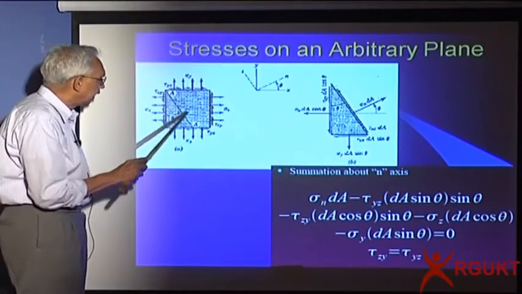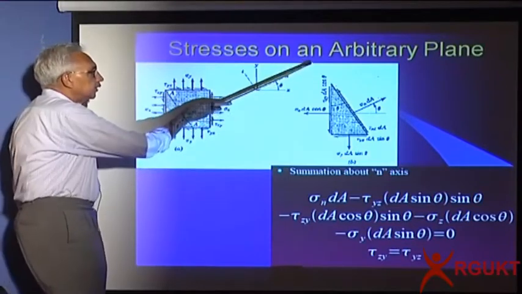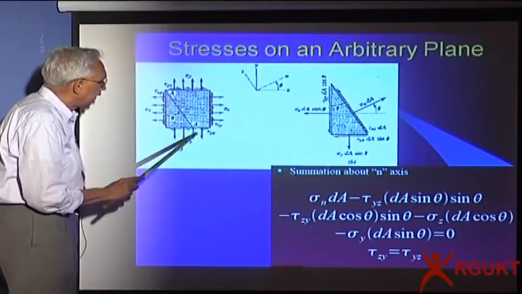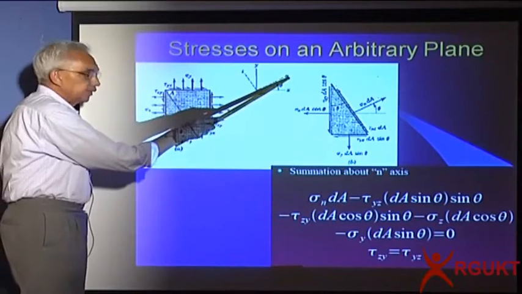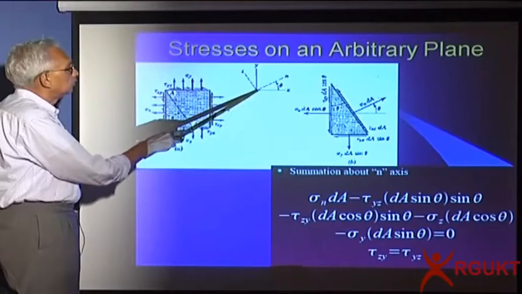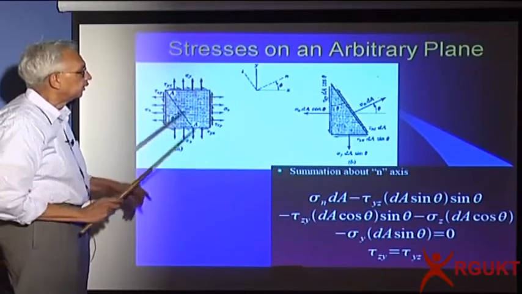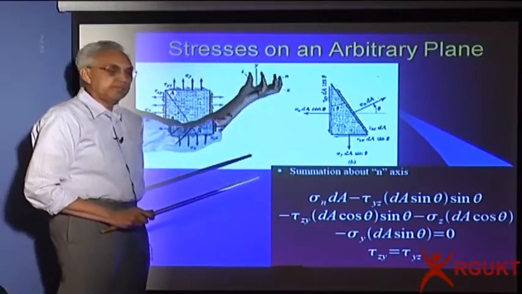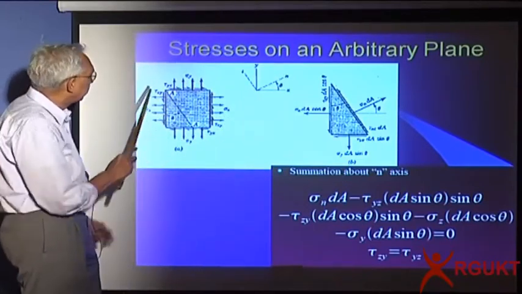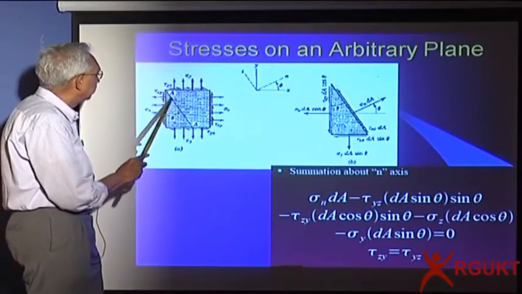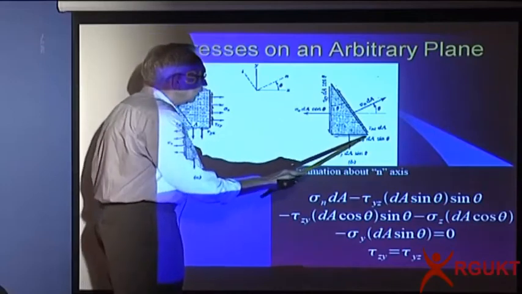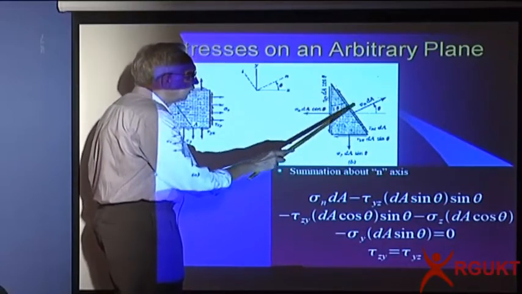If I now take another plane which is inclined at an angle theta, so the normal to the plane AA is inclined at n, and obviously the orthogonal plane is shifted in this direction by the same rotation. That means the xy axis is rotated through an angle theta. So if I now try to draw the equilibrium equation for this small element, let's look at it. Here is the element with an angle theta here for the normal.